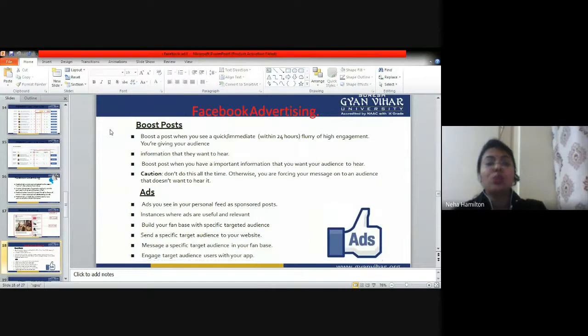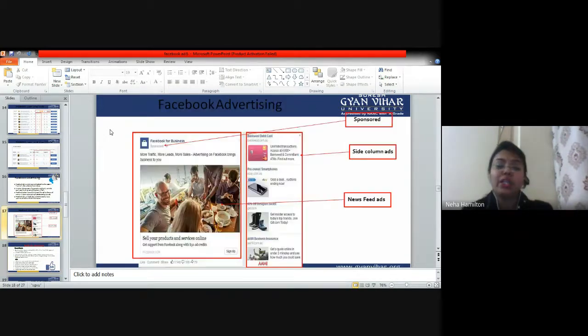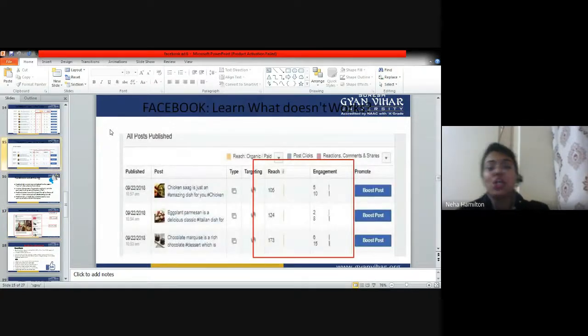Now, how to boost a post on Facebook and what are the things that you should keep in mind when creating an ad on Facebook. So let us talk about how to boost a post. Boost a post when you see a quick, immediate flurry of high engagement. So I have shown you boost post, right? Let's go back there. Yes. So here you can see the post on your right side, right? So for example, here my reach is less, my engagement is more, people are liking it.